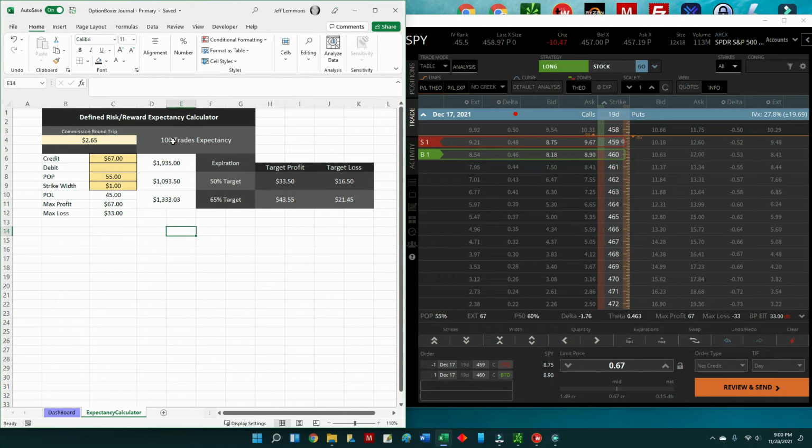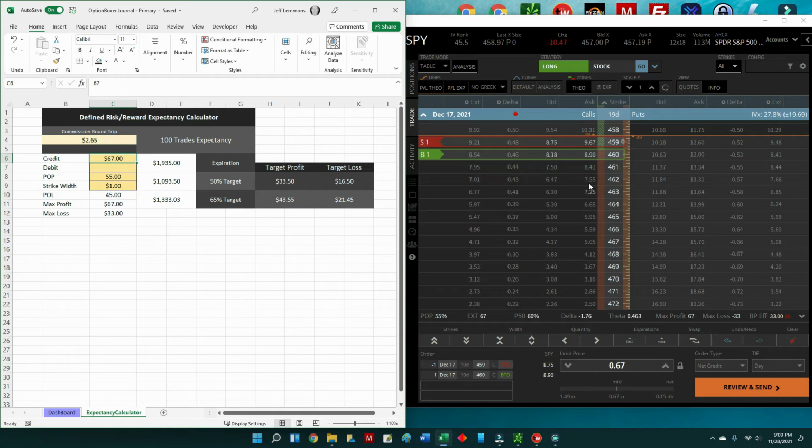And you can see if you made this exact trade with this probability of profit and this probability of loss for 100 trades, you'd be sitting in a pretty good spot. If you closed at a 50% target, you're looking at $1,093. If you close at a 65% target, you could look to make about $300 or $250 more. And then if you held to expiration and only closed at maximum profit or let it expire at maximum loss, you'd be looking at $1,935.